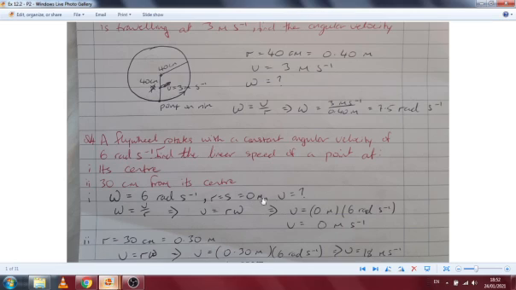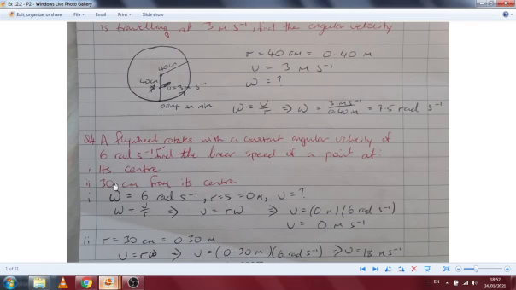The radius is 0 because it's at the center. The angular velocity is 6 radians per second, so the speed is 0 meters per second. So again, from our own logic, if you're standing at the center, you're not moving through space, you're just twisting. So you're traveling 0 meters, you have a radius of 0, so your overall speed will be 0.